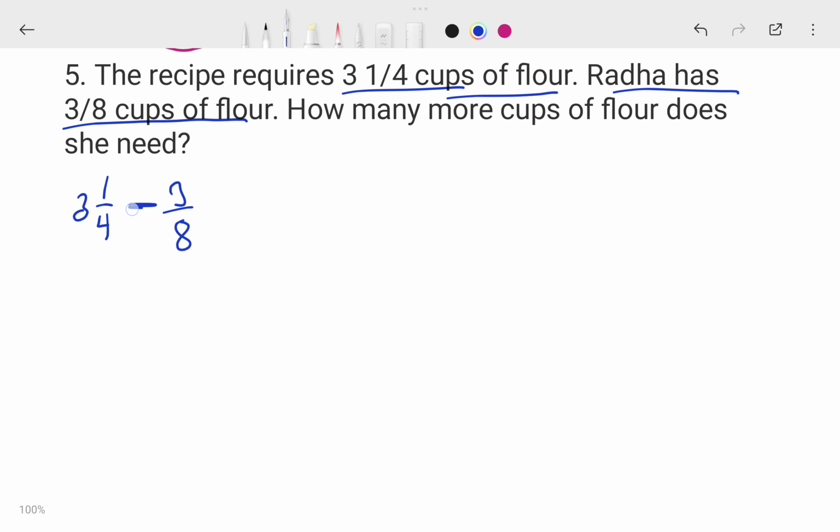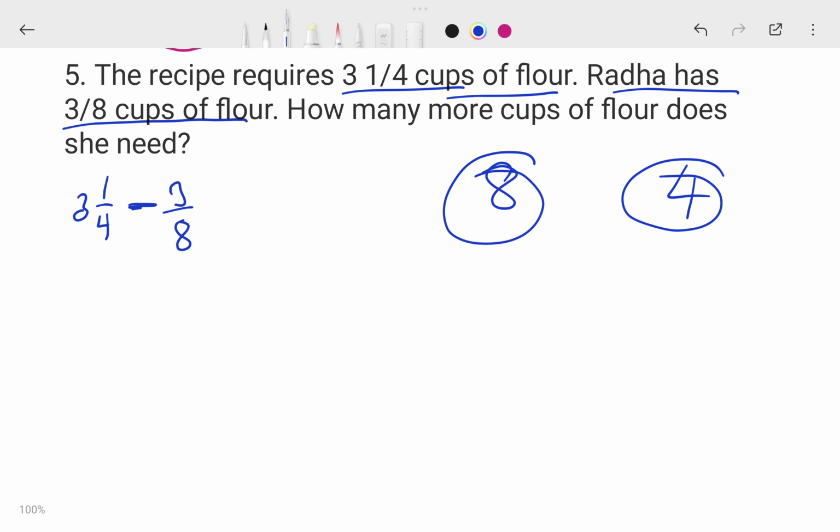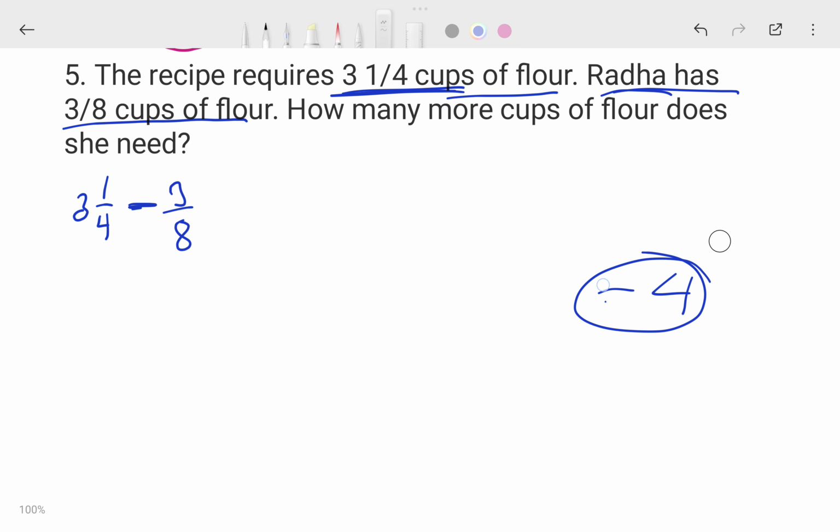So we subtract from this one, because if I tell you, for making a Dairy Milk chocolate you need 8 chocolates. If you have 4 chocolates, then how many chocolates do you need? For making the Dairy Milk you need 8 chocolates, but you already have 4. So how many chocolates do you need? When you subtract, you will get 4 chocolates you need. Like that only, for making this, that much cup of flour is needed. But Radha already has 3/8 cups of flour. Then how many cups does she need? When we subtract, we will get the answer. Okay, right? So let's see how we will write this one.